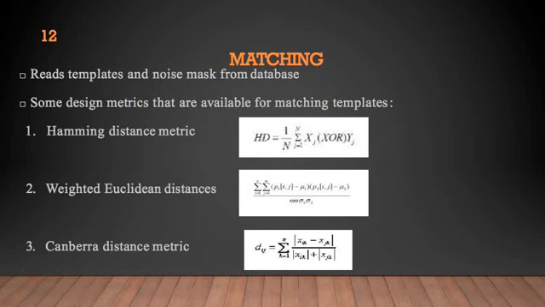Matching. To check if two templates are the same or not, the template generated during the feature extraction mechanism is checked side by side with other templates. Some of the significant matching algorithms we use are the Hamming distance classifier, weighted Euclidean distance, and the Canberra distance metric.